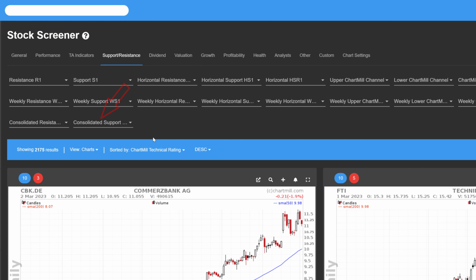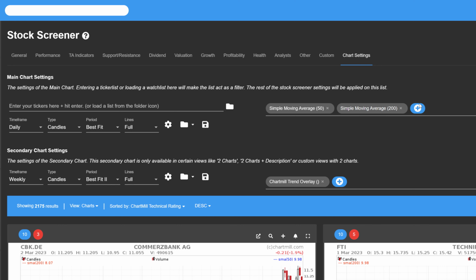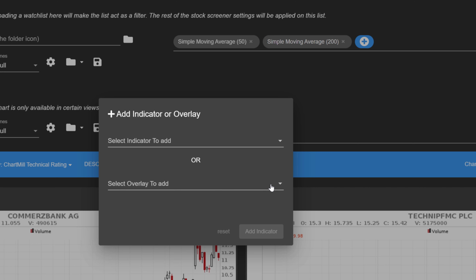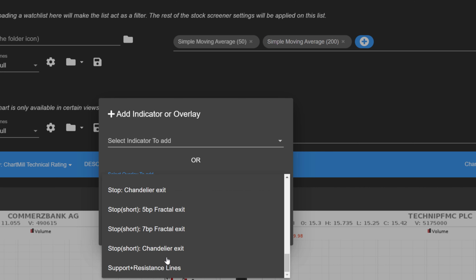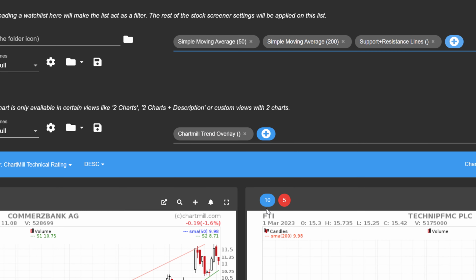Before we show the first filter, we add the support and resistance lines as an overlay in the chart. This is done by clicking on the chart settings tab. For the main chart settings, click on the blue plus sign and then on the inverted triangle next to select overlay to add. Scroll all the way down and select support and resistance lines. Then click on add indicator.